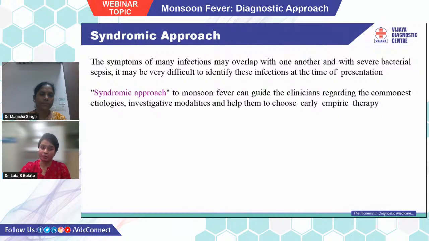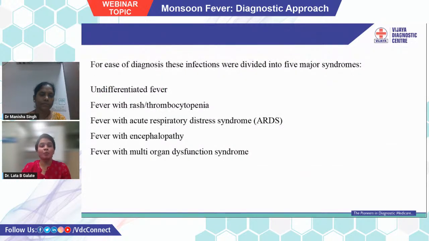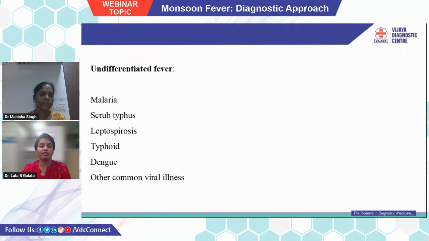A syndromic approach helps the clinician regarding the commonest etiology and investigative modality, and helps them choose early empiric therapy. This syndromic approach has been divided into five major syndromes for ease of diagnosis and management. First of all, we will look into undifferentiated fever. Here, there will be irregular fever spikes with general symptoms like fever, malaise, myalgia, nausea, vomiting, etc. The differential diagnoses for this undifferentiated fever are malaria, scrub typhus, leptospira, typhoid, dengue, and other common viral illnesses.